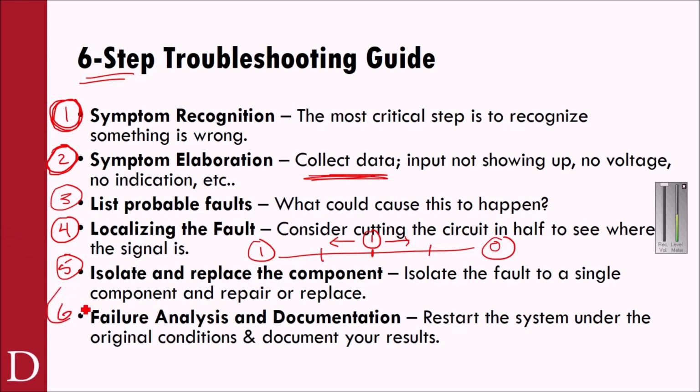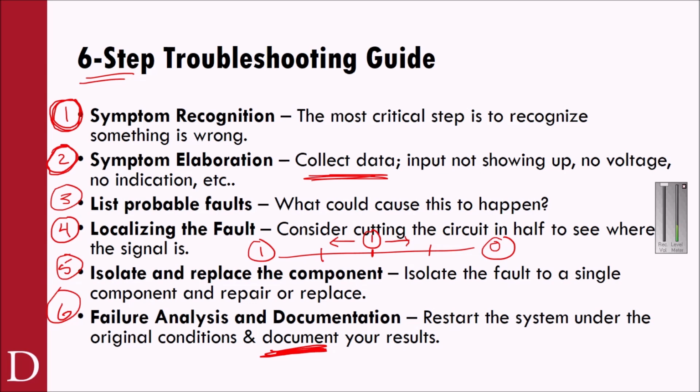And then the 6th step, and one of our important steps here, the one that people tend to forget about, is failure analysis and documentation. Restart the system under normal conditions and make sure that your failure is gone. And really, really important is to document your results. Why? In a lot of cases, you may have a log that you keep, a logbook, or there may be some maintenance manual that includes a place to take notes, or you may have some maintenance software where you're going to record notes on a particular machine.